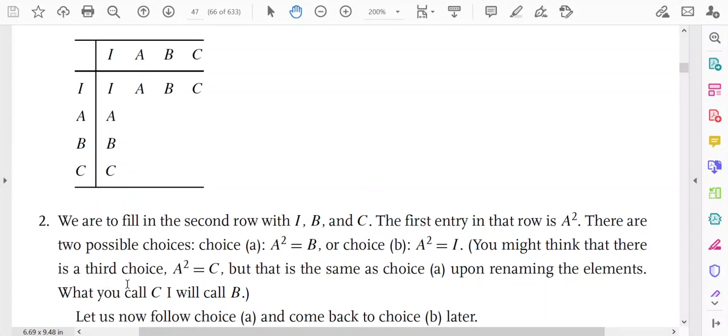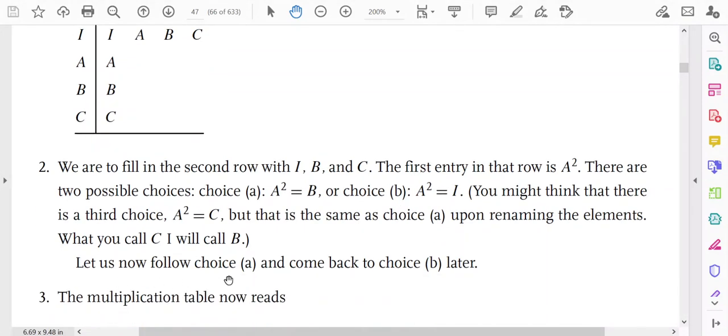There is a third choice also, that A square is equal to C, but A square equal to C and A square equal to B are the same, just we can rename B and C, that is interchange B and C. The thing is the same. So there is a choice: A square is equal to either B or A square is equal to I.